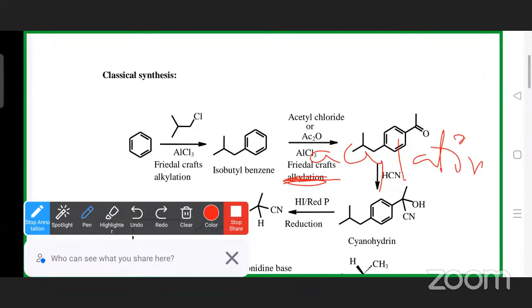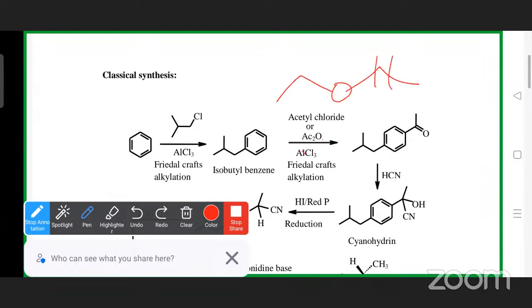Friedel-Crafts acylation. This is the alkylation. This is the acylation, right? So it is not alkylation, it is acylation. Okay. So upon Friedel-Crafts acylation reaction with acetic anhydride, this part is going to attach.